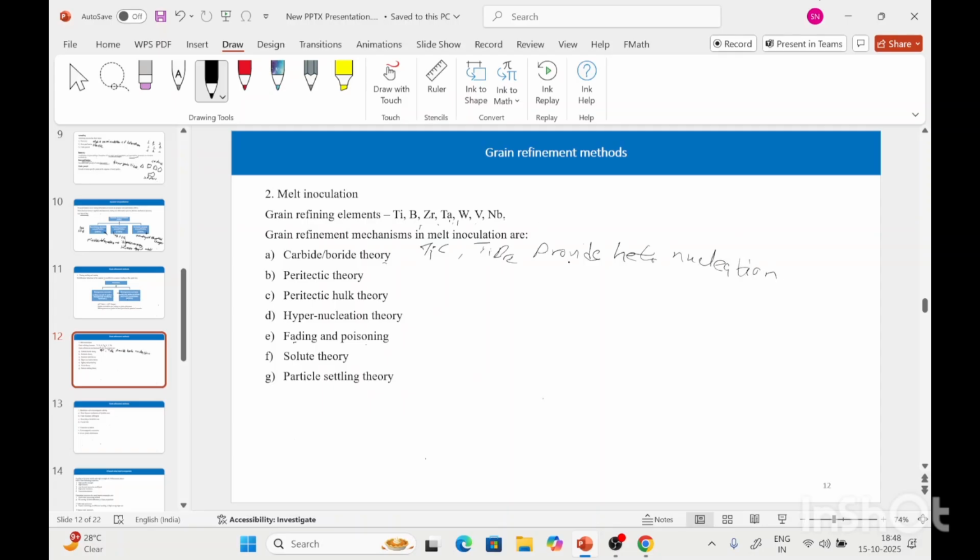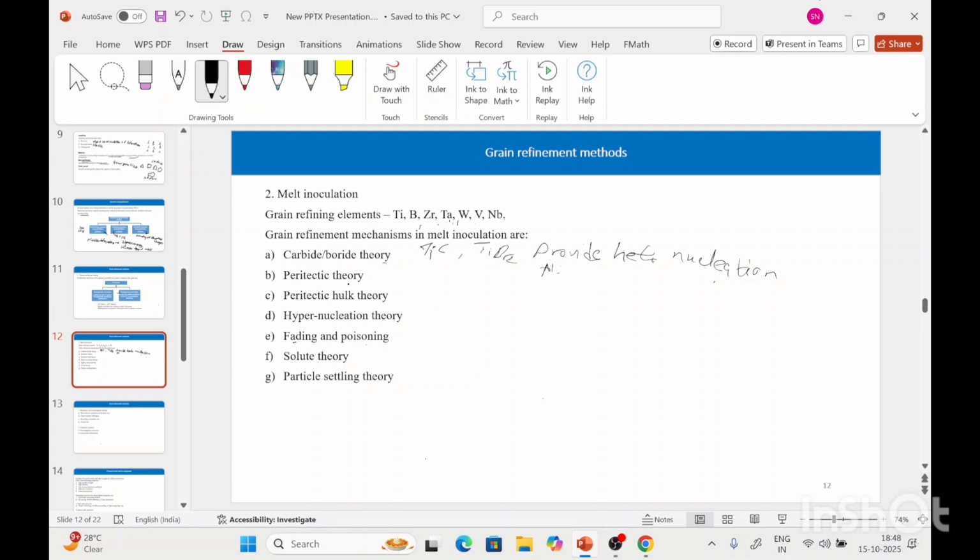Because of this heterogeneous nucleation provided by titanium carbide, or it can be aluminum boride also, that increases the strength. It means they provide heterogeneous nucleation during solidification and increase the strength by refining grains. Next is the peritectic theory.